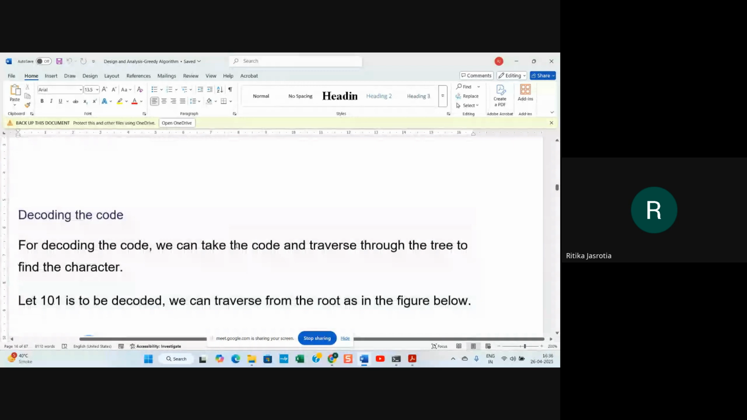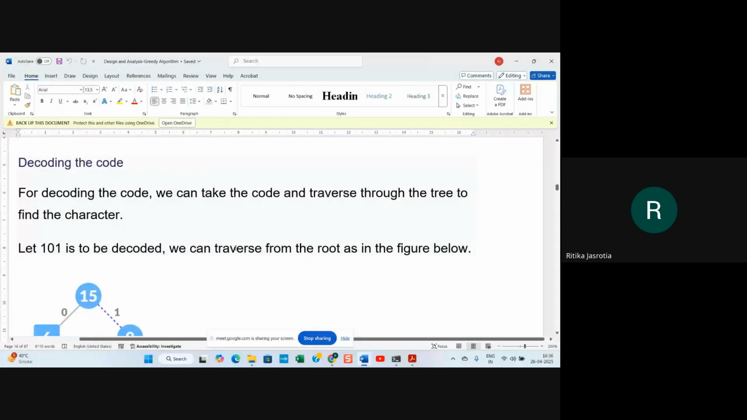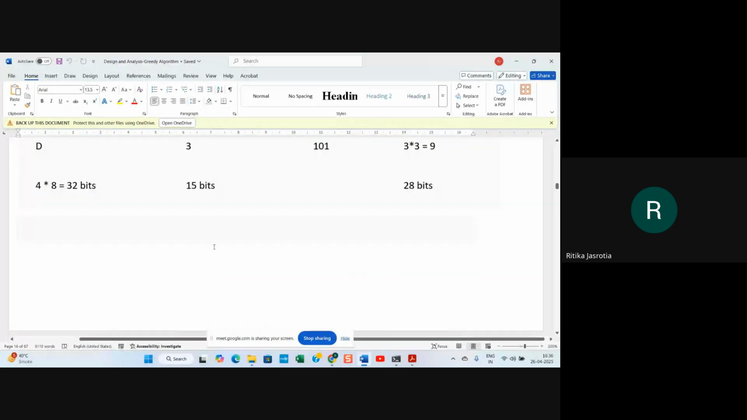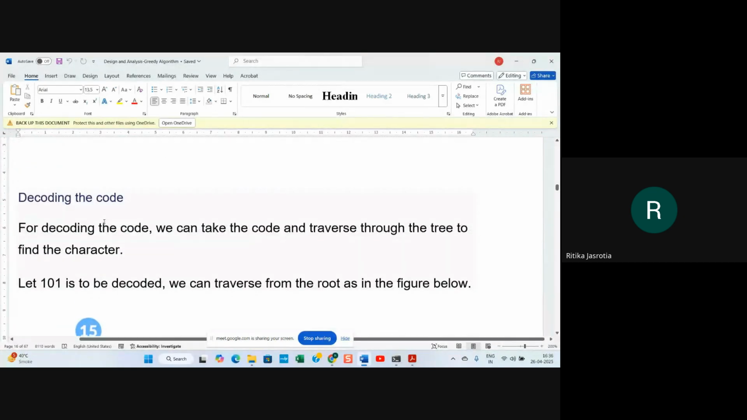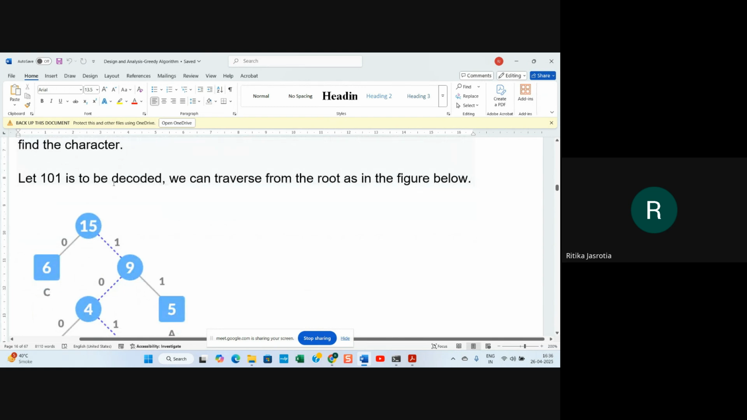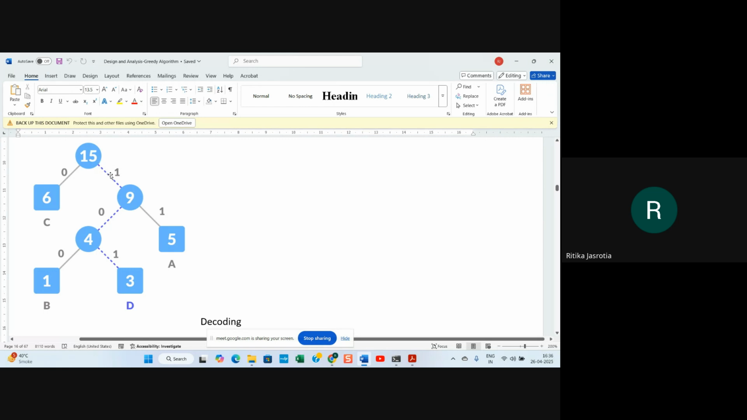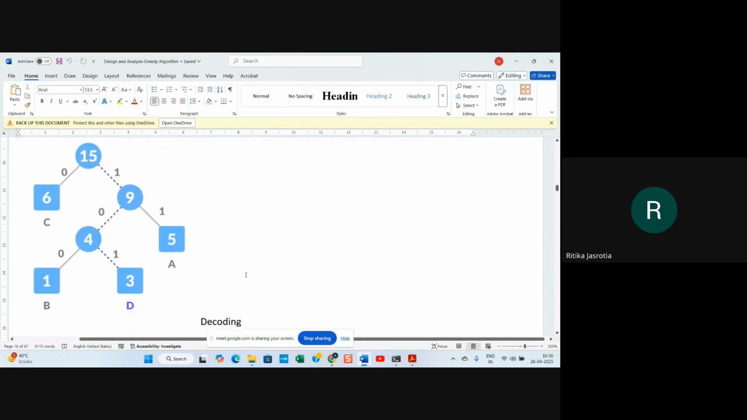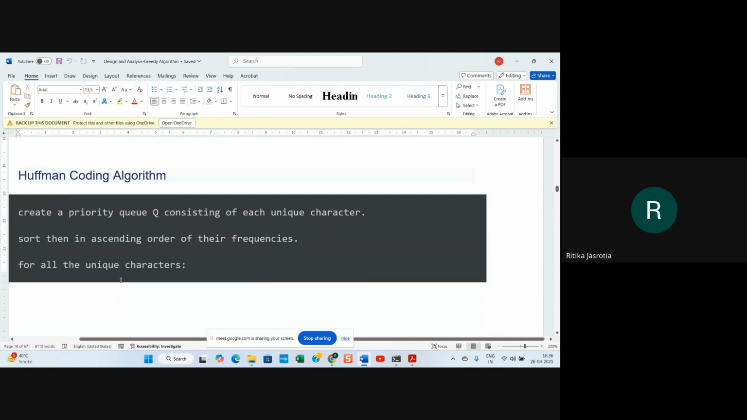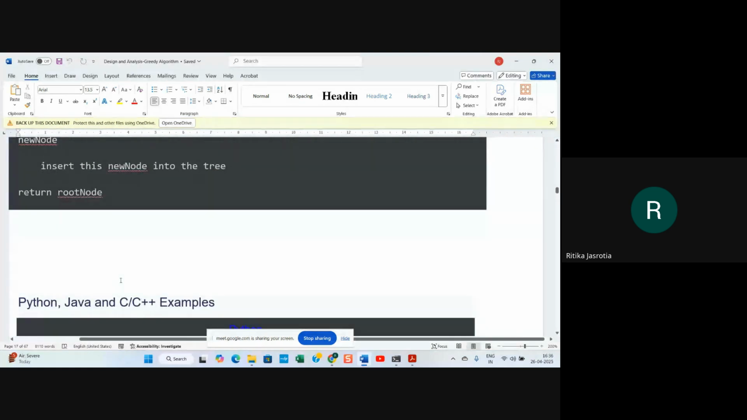And when you have to decode it, once you have coded it like this from the tree, you also have to decode it at the destination. For decoding the code, we can take the code and traverse through the tree to find the characters. So let 101 be decoded. If we have to decode 101, we can traverse from the root as in the figure to D. So this is how it is decoded.